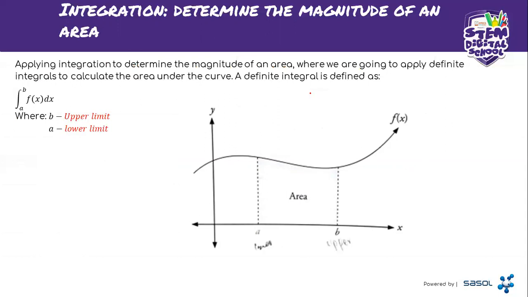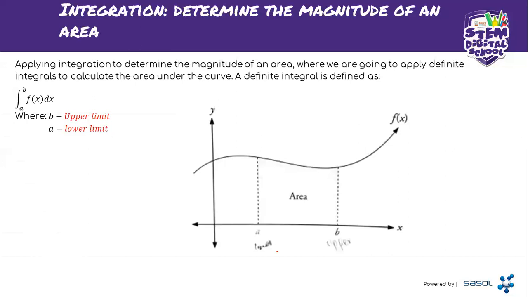A definite integral is defined as what? You can see the integral sign there. It has b on top, a below, f of x dx. Now it's very clear that b is the upper limit, and then a is the lower limit, right? So when we have to determine the magnitude of an area, we're going to use the definite integral. Remember earlier on we were dealing with the indefinite integral. Now we are dealing with the definite integral, where we have the upper limit and the lower limit.